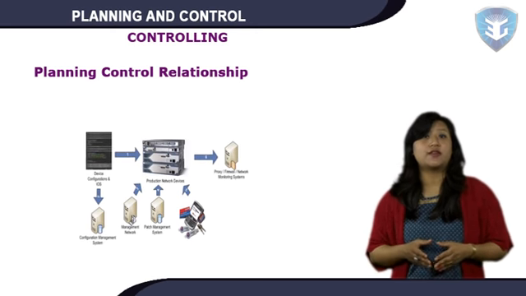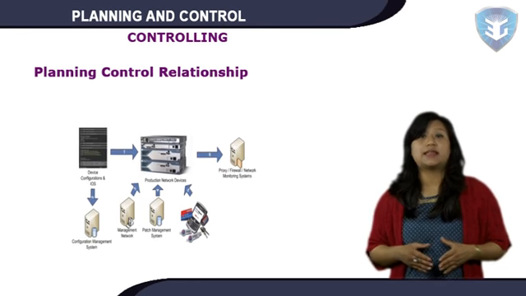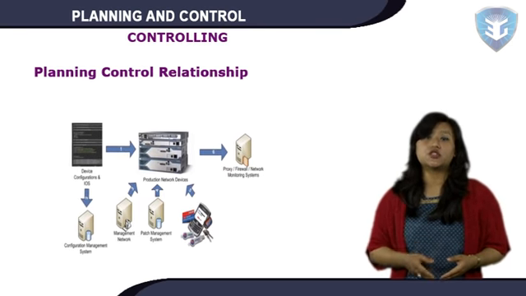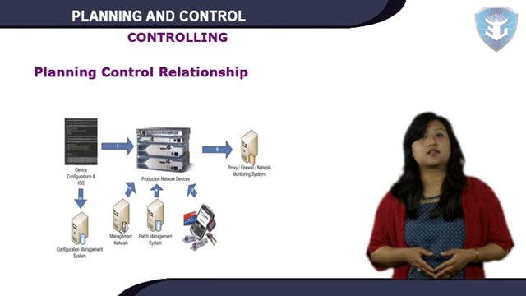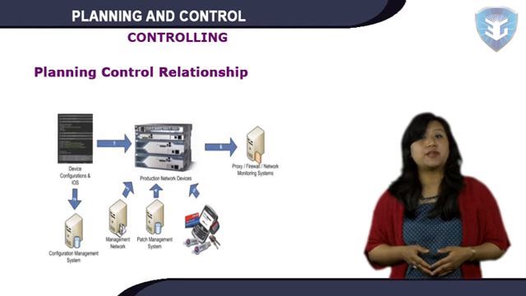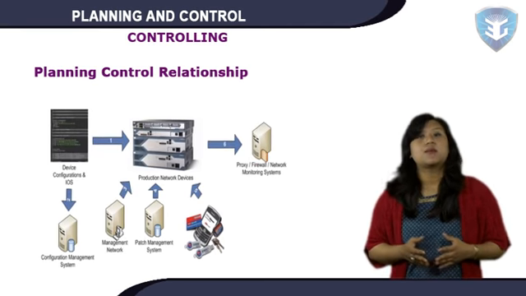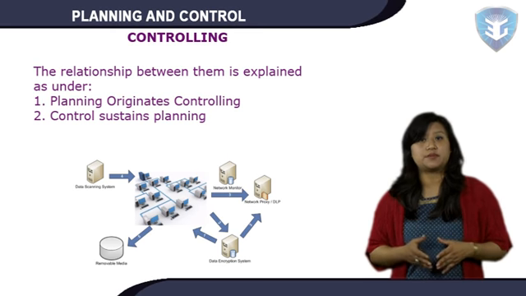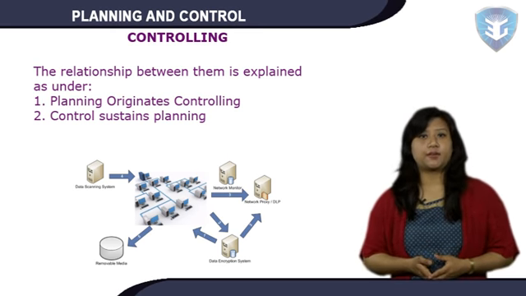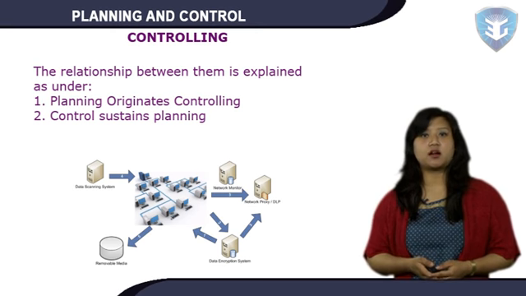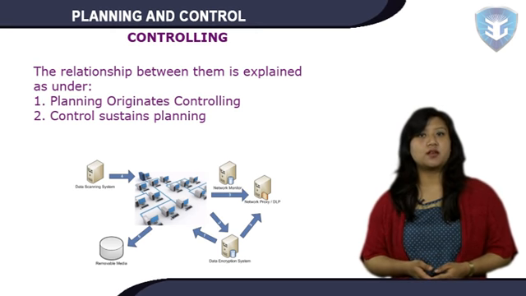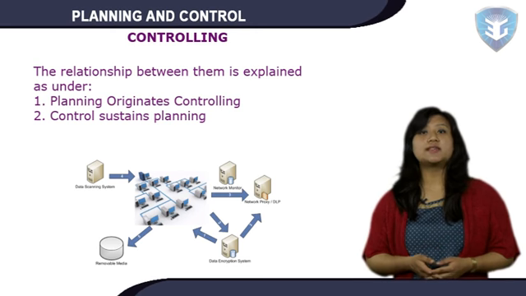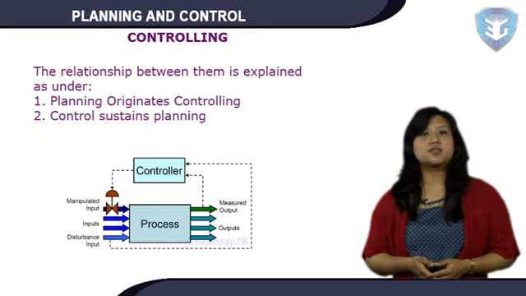Planning-control relationship. Planning and controlling are interrelated within any organization. Planning sets the goal for the organization and controlling ensures its accomplishment. Planning decides the control process and controlling provides a sound basis for planning. In simple words, planning and controlling are basically dependent on each other. The relationship between them is explained as under. Planning originates controlling. In the planning process, the objectives or targets are to be set, and to achieve those goals, a control process is required. So we can say that planning precedes control. Control sustains planning. Controlling directs the course of planning. Controlling spots the areas where planning is required.